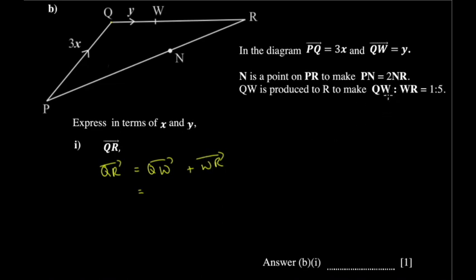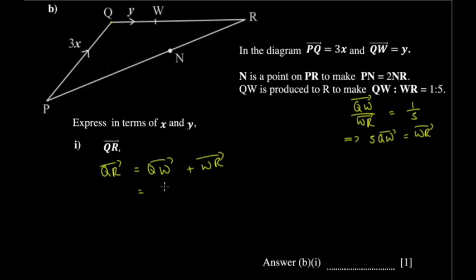Here you're told this ratio. So you have QW over WR here. This is what the ratio means, it's 1/5. So you can just cross multiply. They're going in the same direction, so that's why they're positive. So you can cross multiply and then you get 5 QW equal to WR like this.